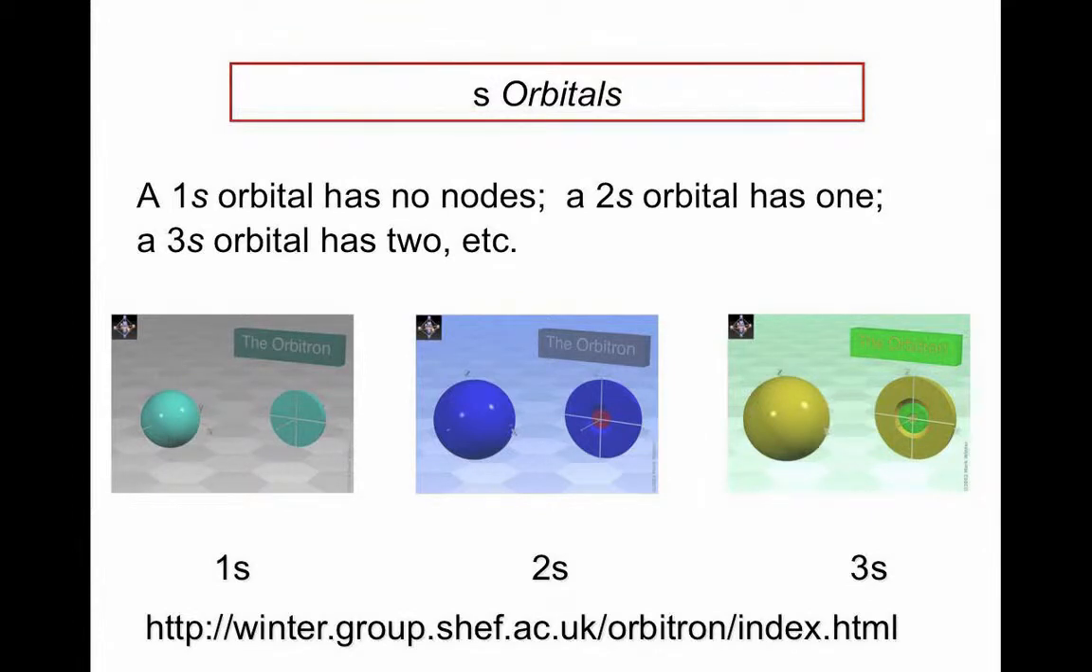Notice that the number of nodal planes, indicated as the surface boundary between colors in each diagram, increases as n, the principal quantum number, also increases. For a very good simulation of the shapes of different orbitals and their nodal planes, see the URL link at the bottom of the screen.